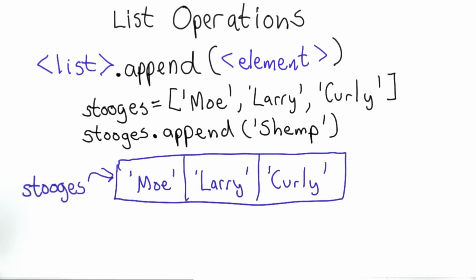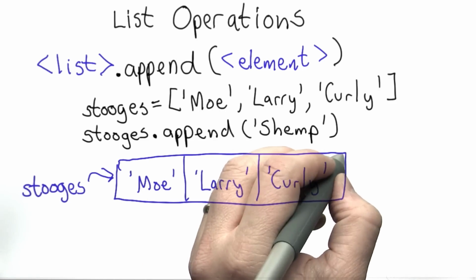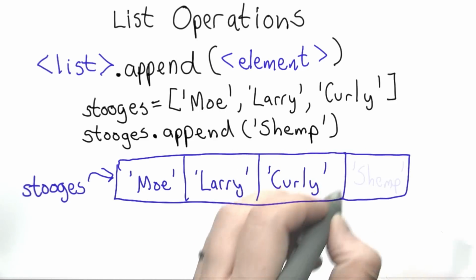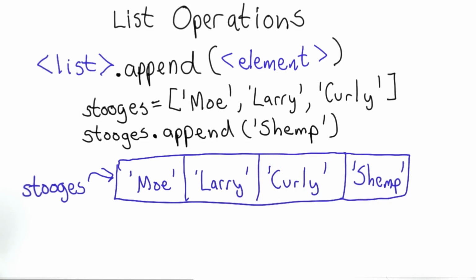So here's what happens. After the first assignment, the name Stooges refers to the list containing the three elements, Mo, Larry, and Curly. When we invoke append, it modifies that object, adding a new element to it. So after the append, the list that Stooges refers to now has four elements. We have not created a new list. Note that there's no assignment from the result of append. What we've done is modify the value that Stooges refers to by adding a new element to it.